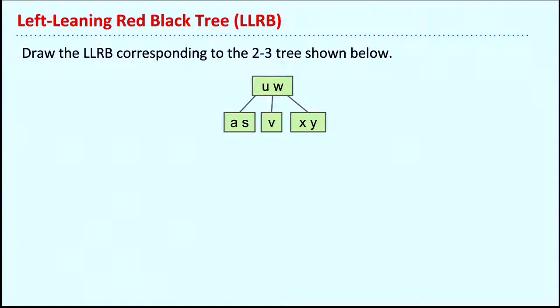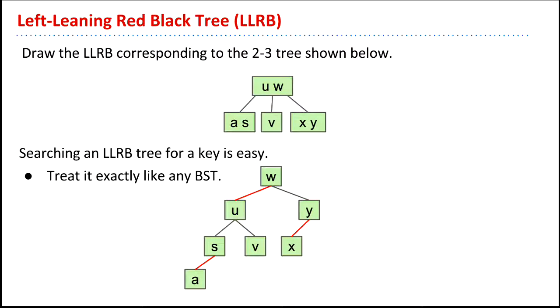Okay, so let's try an example. I'm not going to ask you to write this one out because we're running a little low on time. So I'll just show it to you. We're going to decompose the 3 nodes, UW, AS, AX, into glued together red-black tree nodes, and that's all there is to it. Are there any questions so far? Yeah.